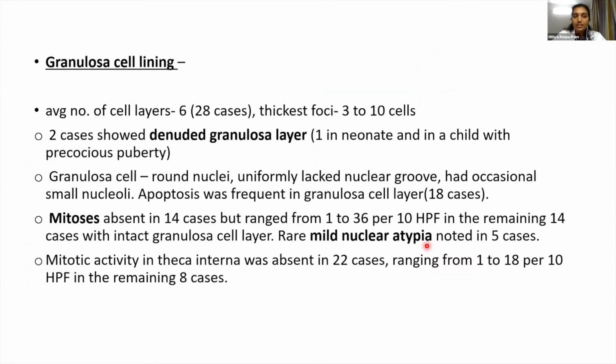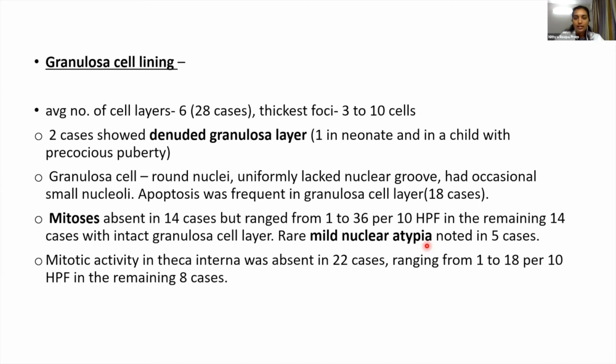Now, depending on the granulosa cell lining, the average number of cell layers in 28 cases was 6, ranging from thickest foci 3 to 10 cells. 2 cases showed entirely denuded granulosa layer, 1 a neonate and 1 a child with precocious puberty. Now, the granulosa cell displays round nuclei, uniformly lacking nuclear grooves, and occasional small nucleoli.